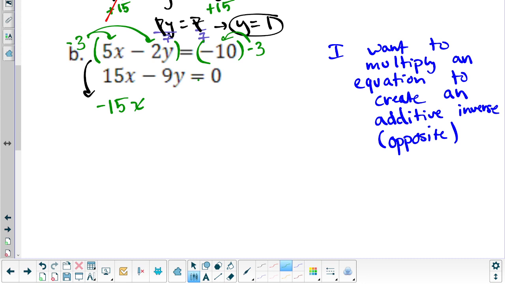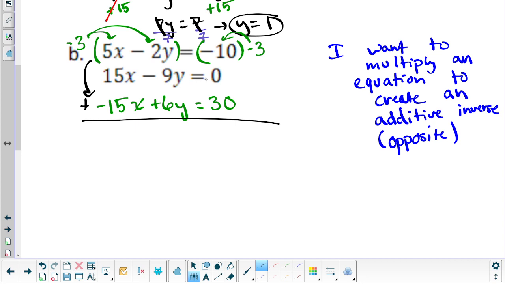minus, well, negative 3 times negative 2y is actually a positive because a negative times a negative is positive. So plus 6y equals, and then same thing, negative 3 times negative 10. Well, the negatives cancel and I'm left with just 30. Okay. And now what I want to do is add this equation, the one on the top, which is basically just this one on the bottom, to my new equation, the one I multiplied by negative 3, and let's see what happens.